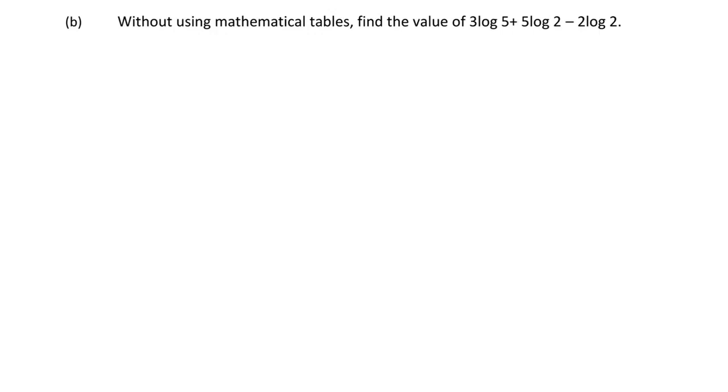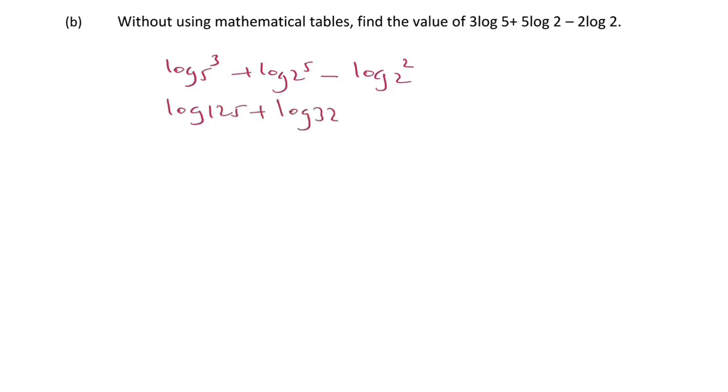Part B of the question, without using mathematical tables, find the value of 3 log 5 plus 5 log 2 minus 2 log 2. Okay, so first we are going to use the exponential rule. Then our expression can be written as log 5 power 3 plus log 2 power 5 minus log 2 power 2. Let us now simplify this. We have log 125 plus log 32 minus log 4.